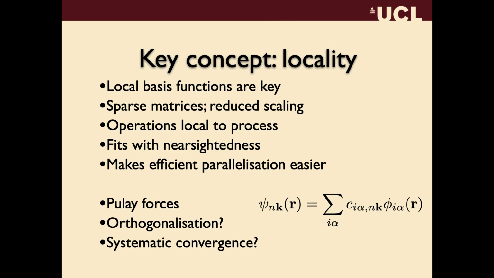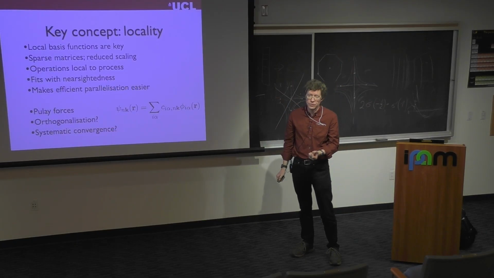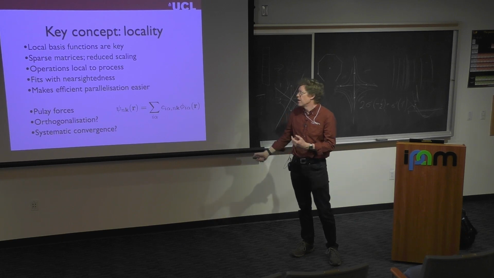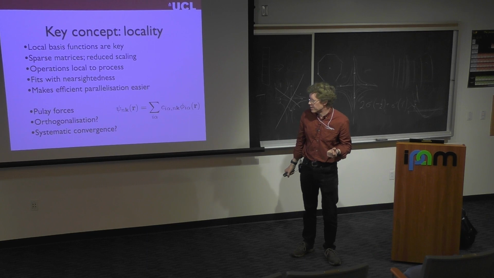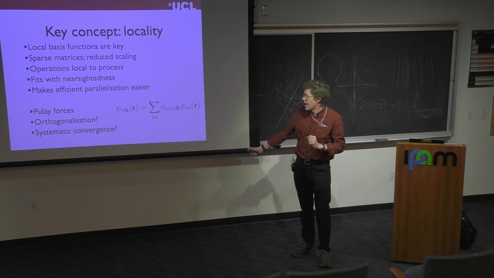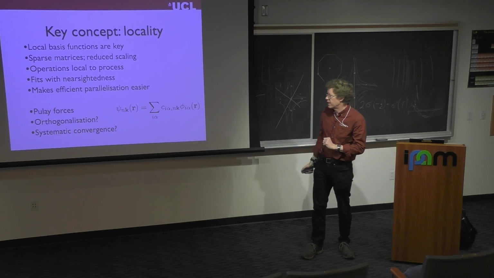There is a cost. So if you have localized basis functions that move with the atoms, that gives you Pulay forces, but you can calculate those. Do you orthogonalize your local basis functions, or do you work with an overlap matrix? That's still an interesting question. How do you systematically converge localized basis sets? I'll talk about that later.